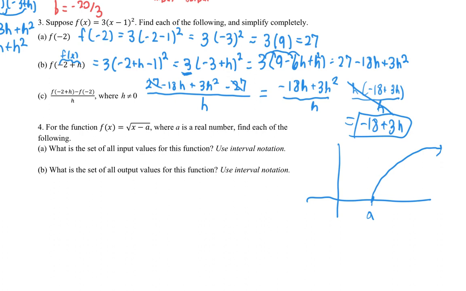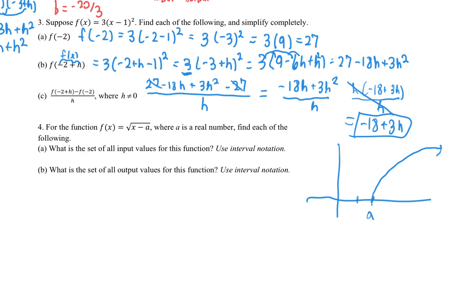Well, the reason why this stops at A is because if I put something less than A, say over here, then x minus A is going to be negative. Square root of a negative number is imaginary. We don't do that. The other thing we should notice is that it doesn't go below this axis, because you can't get a negative out of a square root. You always get positive numbers out of a square root. So if it's just square root of x minus A, we're not going to get any negatives out. So we're not going to have any values below.